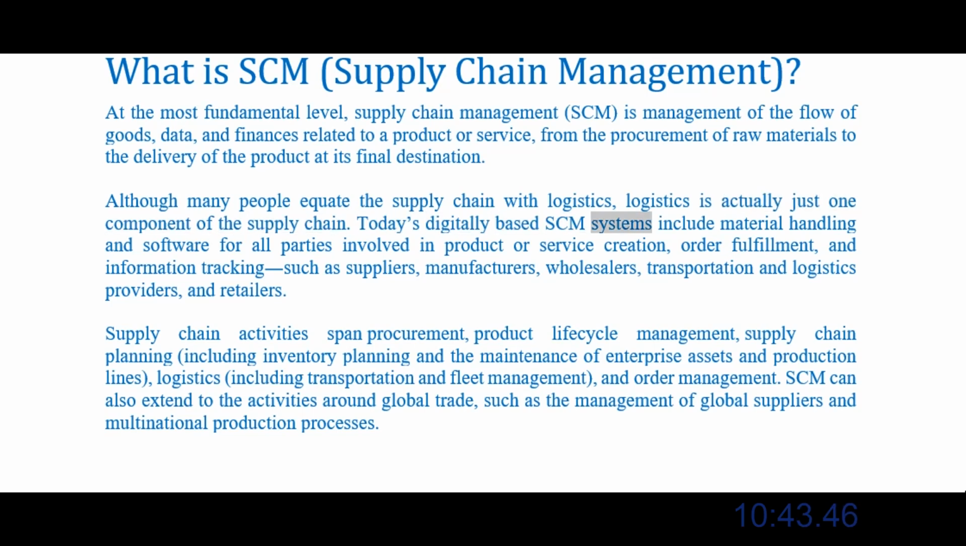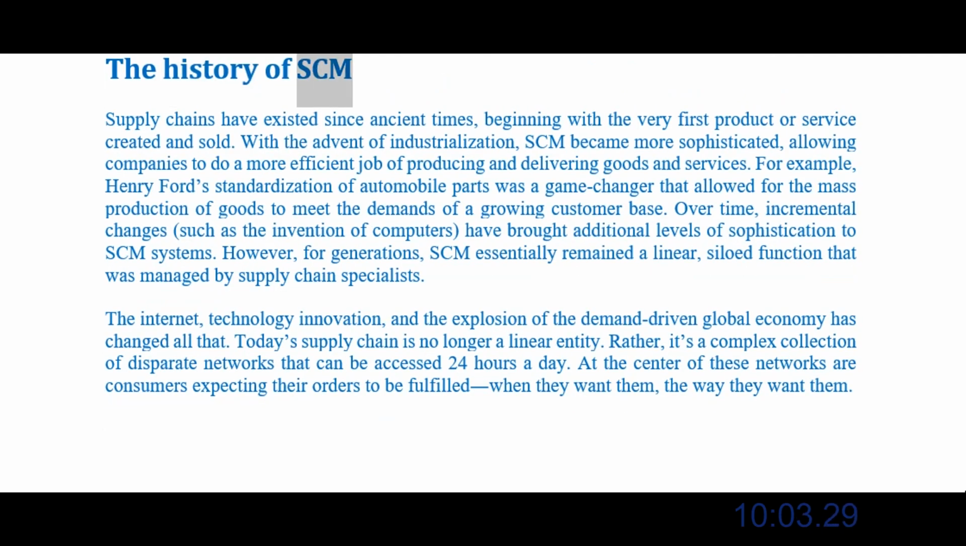Today's digitally based SCM systems include material handling and software for all parties involved in product or service creation, order fulfillment, and information tracking such as suppliers, manufacturers, wholesalers, transportation and logistics providers, and retailers. Supply chain activities span procurement, product lifecycle management, supply chain planning, including inventory planning and the maintenance of enterprise assets and production lines, logistics, including transportation and fleet management, and order management. SCM can also extend to the activities around global trade, such as the management of global suppliers and multinational production processes.